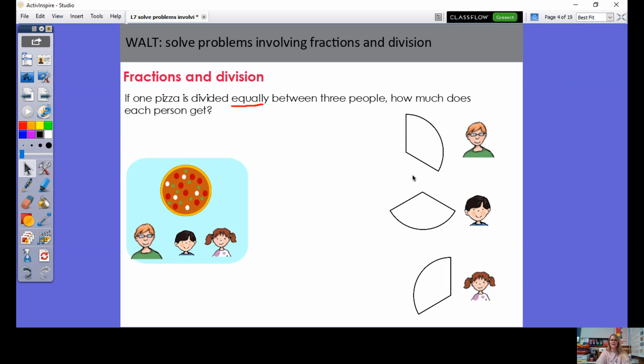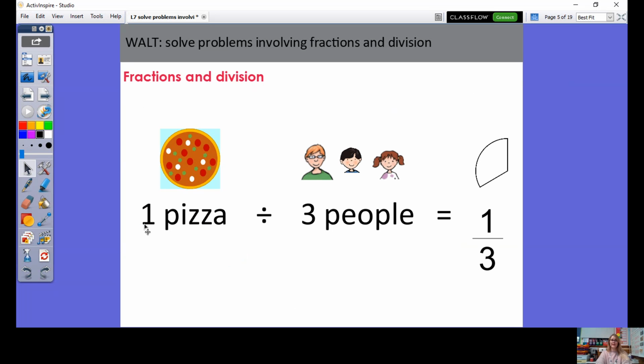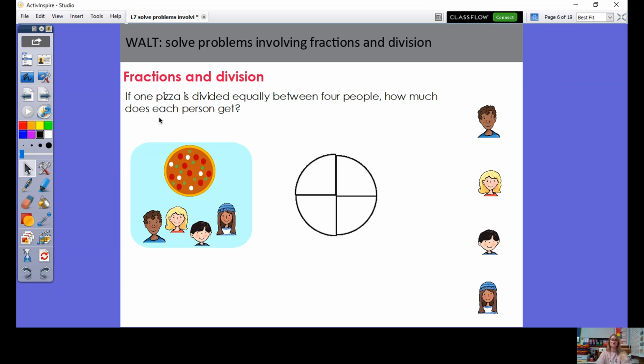So this person has 1/3, this person has 1/3, and this person has 1/3 because 3/3 make up my whole pizza. So 1 pizza divided by 3 people equals 1/3. 1 divided by 3 equals 1/3. So was my statement true or false? Fantastic, it was true. So let's have a look at another example.